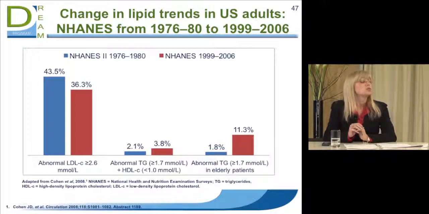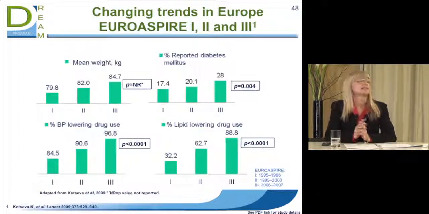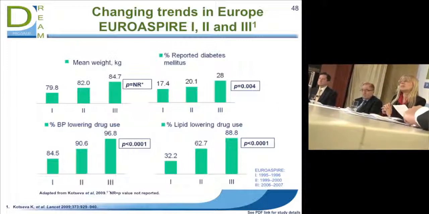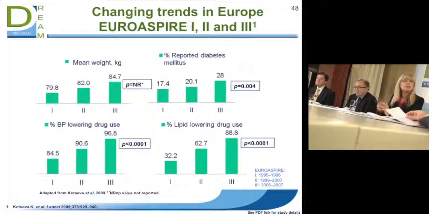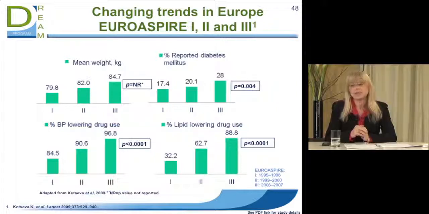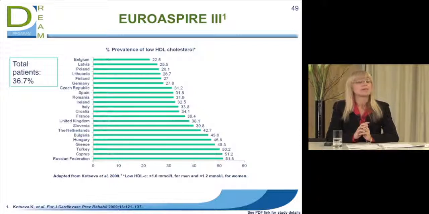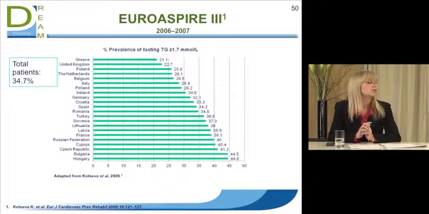And the situation is not much better in Europe. When you look at the EUROSPIRE 1 to 3 studies, you see that over the past 10 years, Europe has gained about 5 kilograms, has more central obesity, and the diabetes prevalence is on the rise. And this is all in a setting of increased medication use. In the EUROSPIRE 3, when we looked at patients who had been hospitalized with coronary artery disease, even in that population, we saw that more than a third of the patients had low HDL and high triglycerides.